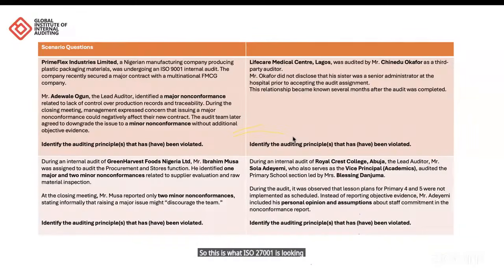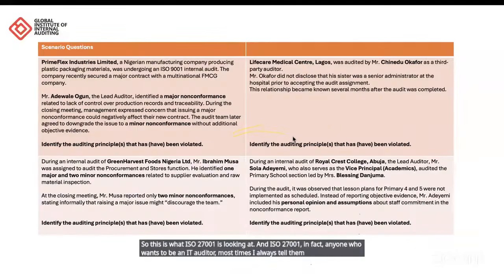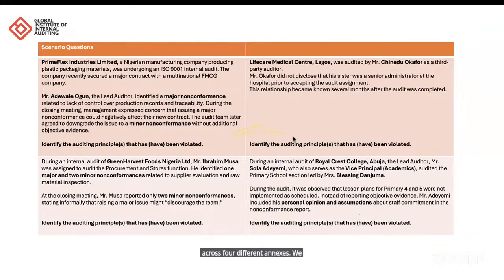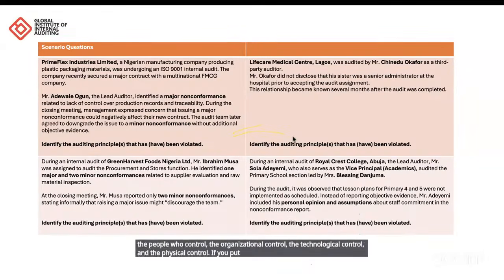In fact, anyone who wants to be an IT auditor, most times I tell them to start with ISO 27001. Because in the new 2022 standard, I think we have about 93 controls across 4 different annexes: the people controls, the organizational controls, the technological controls, and the physical controls. If you put all of these together and you are able to audit them adequately, you know the appropriate questions to ask to confirm that the information being processed by this organization is actually secure.